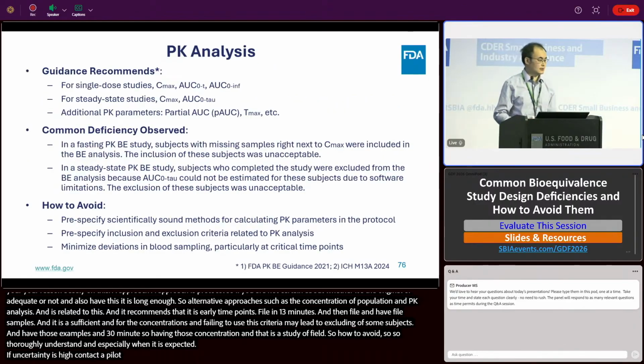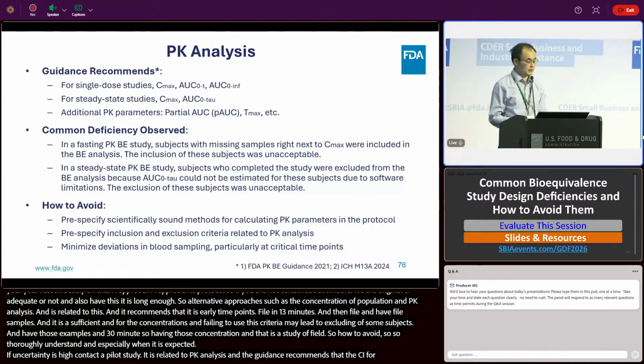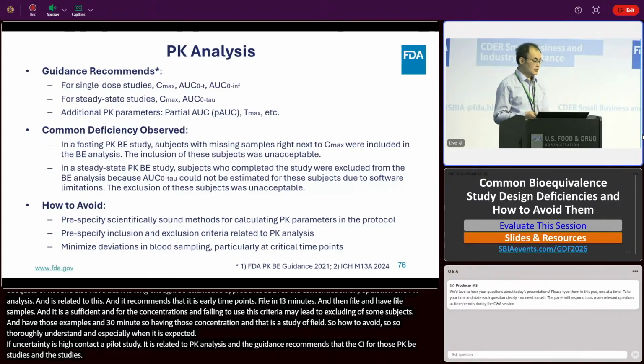The next one is related to PK analysis. The guidance recommends Cmax, AUCt, and AUCinf for single-dose PK BE studies, and Cmax and AUCtau for steady-state BE studies. There are also additional PK parameters to support bioequivalence, including partial AUC and Tmax. There are two case examples.